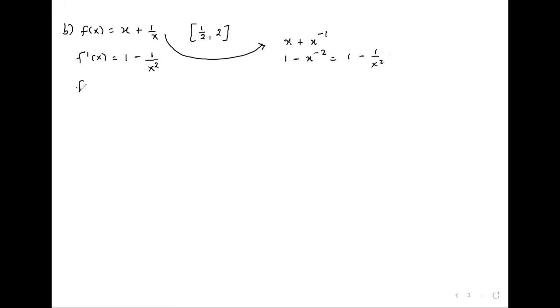Then we find f of half. So f of half is going to be half plus 1 over 1 over 2. This is half plus 2 over 1. So that we get 5 over 2. And then we do f of 2. That will be 2 plus 1 over 2, which is again 5 over 2.